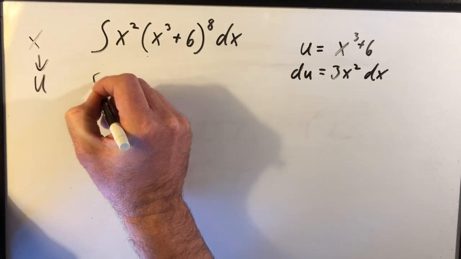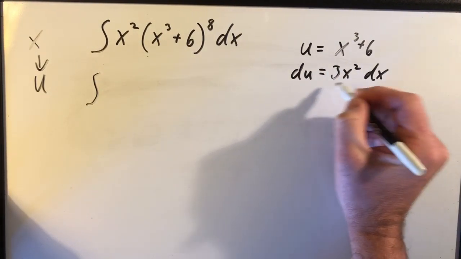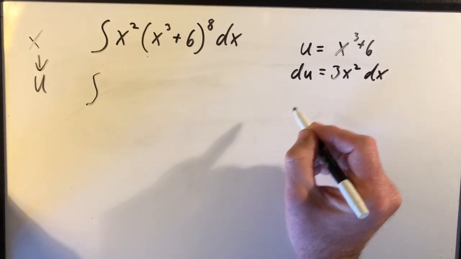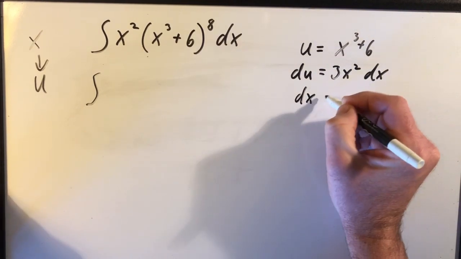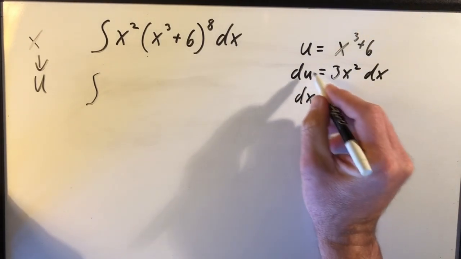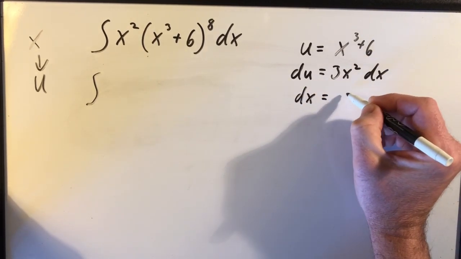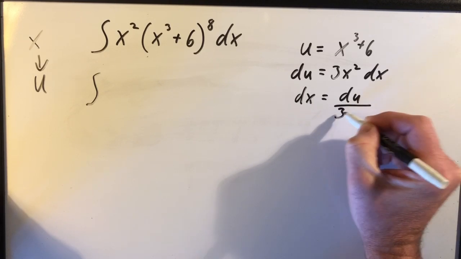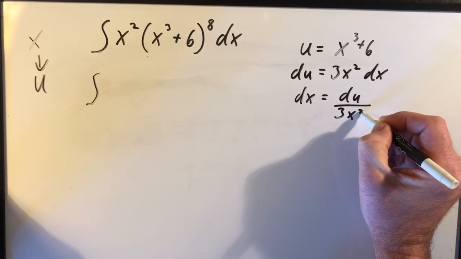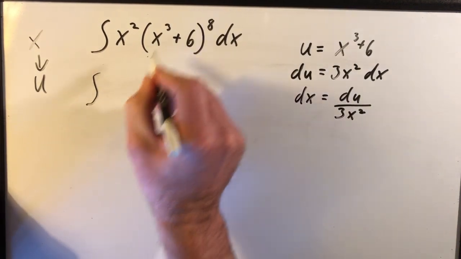And so the integration here, I'm going to start replacing things now. So I'm going to take this one step further before I do that. I'm going to solve in terms of dx and see what happens. So dx, all I'm doing is moving this to the other side. So I'm going to have du divided by 3x squared. Okay?